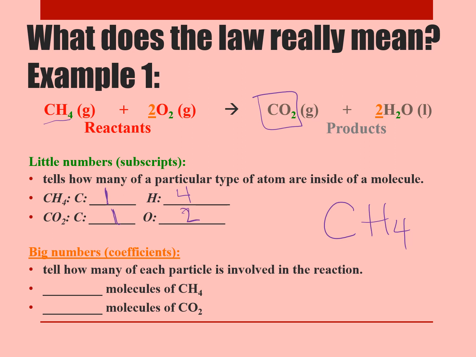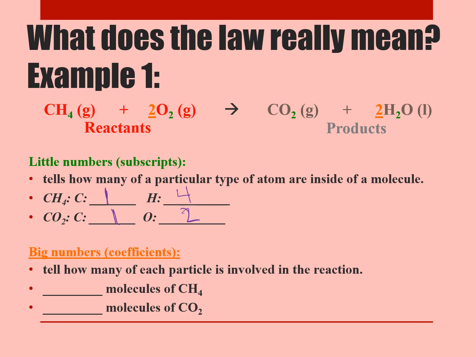The big numbers are known as coefficients, and coefficients are what you change in order to balance a reaction. How do you know you're balanced? You're going to literally have the exact same amount of carbons on the left as you do on the right side of the arrow. Same amount of hydrogens on the left as on the right-hand side of the arrow. Same amount of oxygens on the left as on the right-hand side of the arrow.